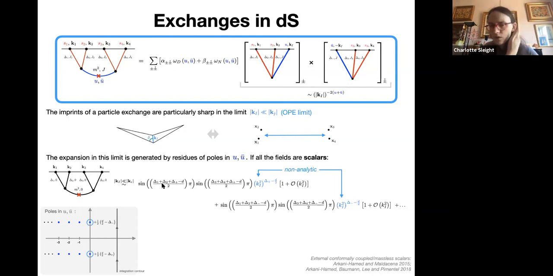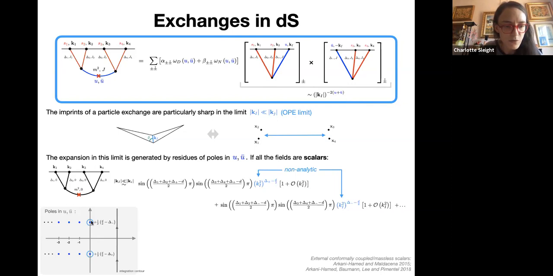So on the slide here, you can see the schematic form of this expansion, where I focused first on the case where all of the fields in the exchange are scalars, where each family of poles in u and u bar turns out to generate a family of non-analytic terms in the exchange momentum. So you can understand this by looking again at the way in which the exchange momentum enters the Mellin representation through an exponent that depends on the sum of these internal Mellin variables. So this tells you that the residues of poles in the upper half plane generate this family of non-analytic terms here on the second line, while the residues of poles in the lower half plane generate the family of non-analytic terms here on the first line.